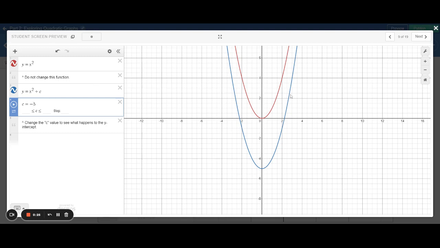Now, you might have said, well, it makes it wider or narrower. No, it doesn't. It's just that in this case, you see the blue parabola, much more of it than the red. But if you were to be able to cut and paste, you would see that it is the same width right here around the vertex. They are the same width.